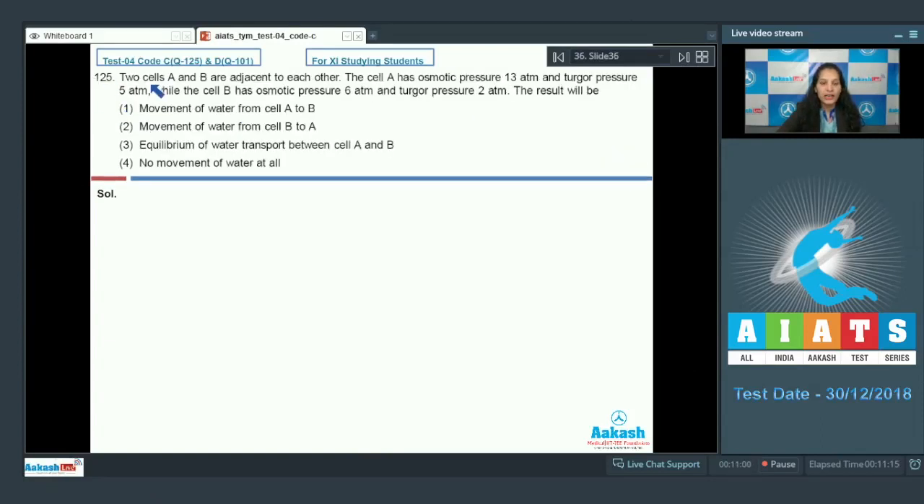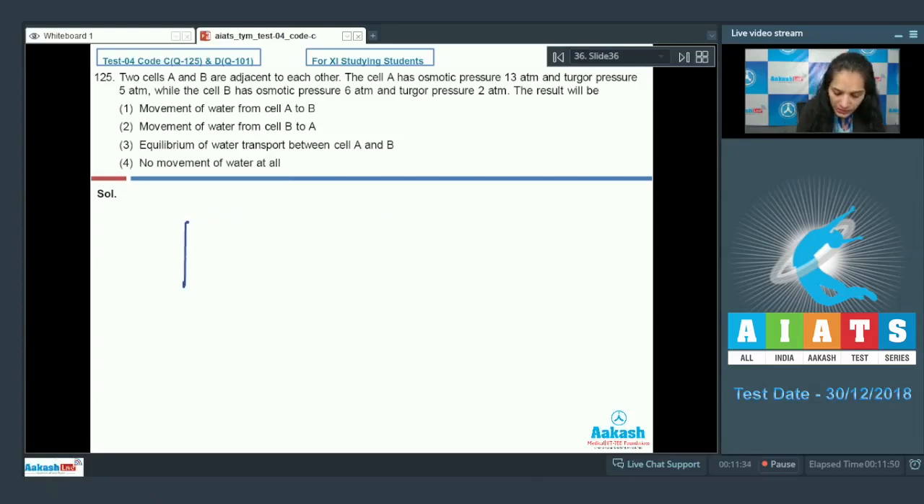Question number 125. Two cells A and B are adjacent to each other. The cell A has osmotic pressure 13 atm and turgor pressure 5 atm, while the cell B has osmotic pressure 6 atm and turgor pressure 2 atm. The result will be, first option, movement of water from A to B. Second, movement of water from cell B to A. Third, equilibrium of water transport between cell A and B. Fourth, no movement of water at all.